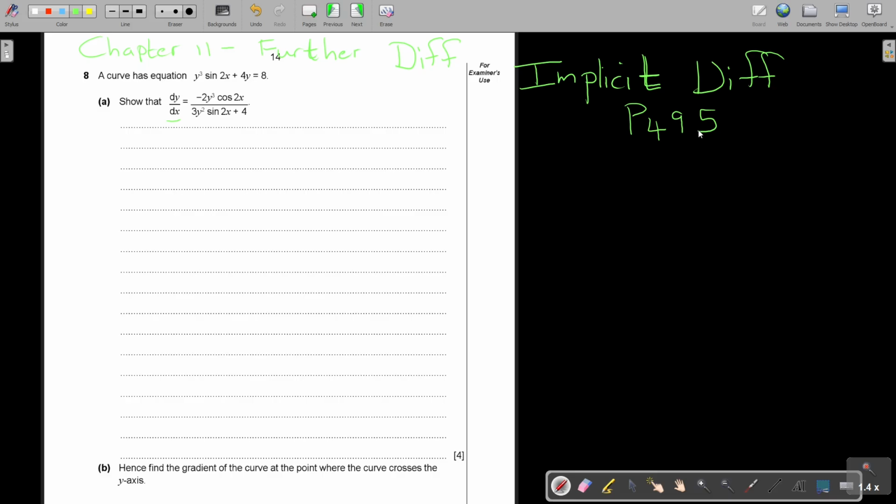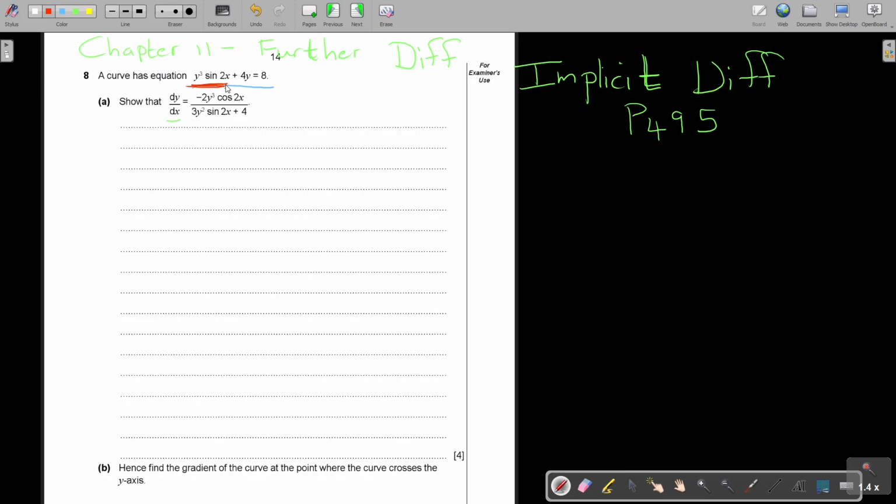So in this case, I'm going to differentiate. Every time I see a y, I differentiate to y. If I see an x, I differentiate to x. But as soon as I differentiate to y, I must always write dy over dx next to the differentiation. So let's do it. But also, there is the product rule. There's a y to the power of 2 and there is a sin 2x, so I'm going to follow the product rule also there.